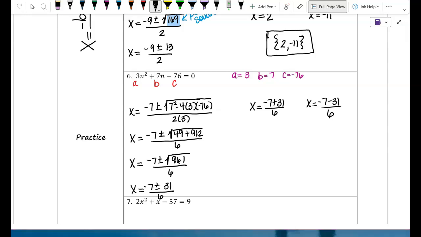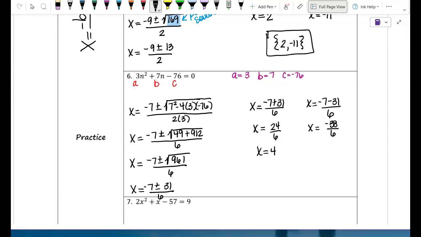So negative 7 plus 31 equals what? So 24 divided by 6, x equals 4. So my function crosses the x-axis at positive 4. And then x equals, what is negative 7 minus 31? So negative 38 divided by 6. Does 38 divide by 6 evenly?